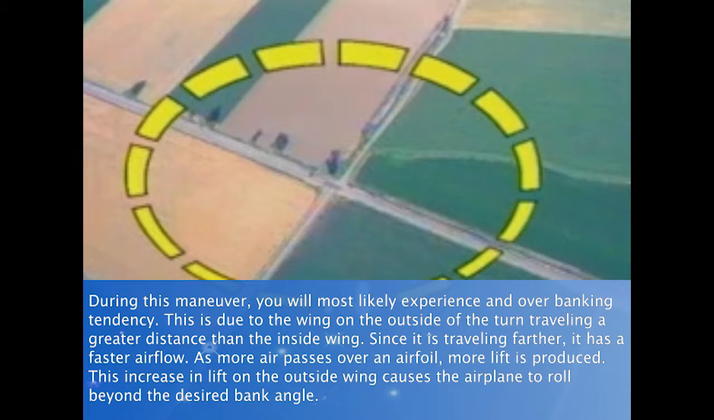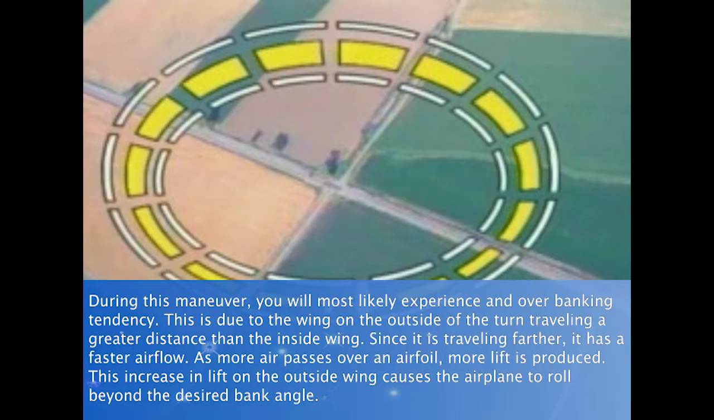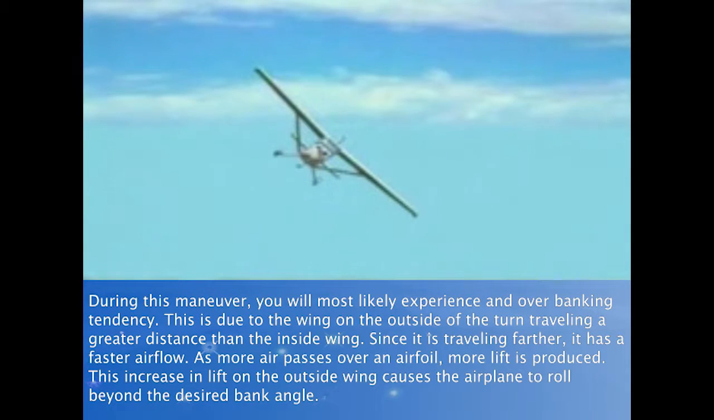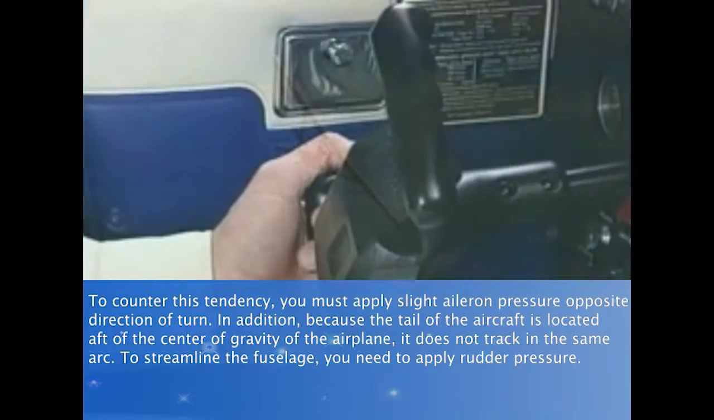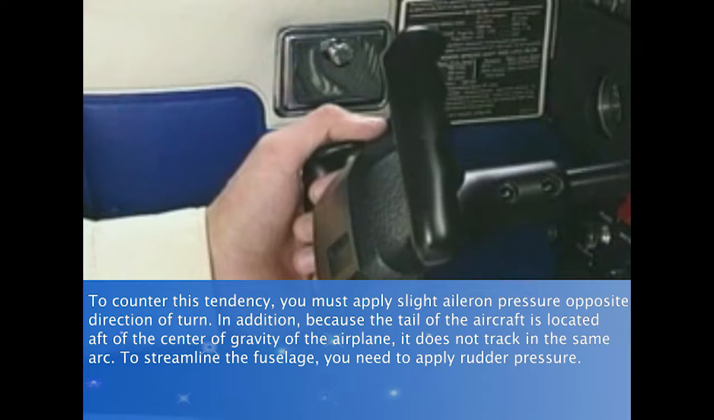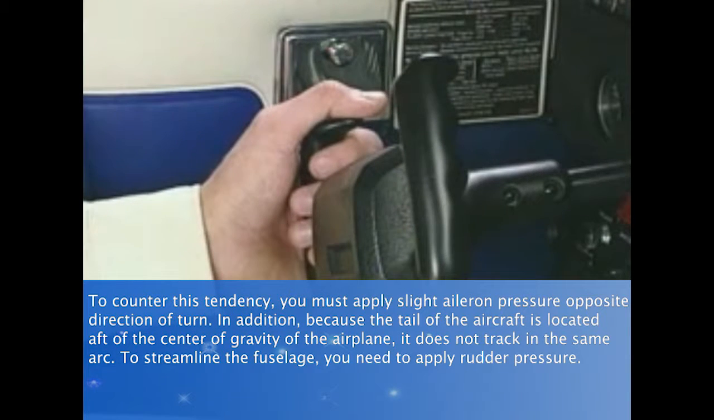During this maneuver, you will most likely experience an overbanking tendency. This is due to the wing on the outside of the turn traveling a greater distance than the inside wing. Since it is traveling farther, it has a faster airflow. As more air passes over an airfoil, more lift is produced. This increase in lift on the outside wing causes the airplane to roll beyond the desired bank angle. To counter this tendency, you must apply slight aileron pressure opposite the direction of turn.